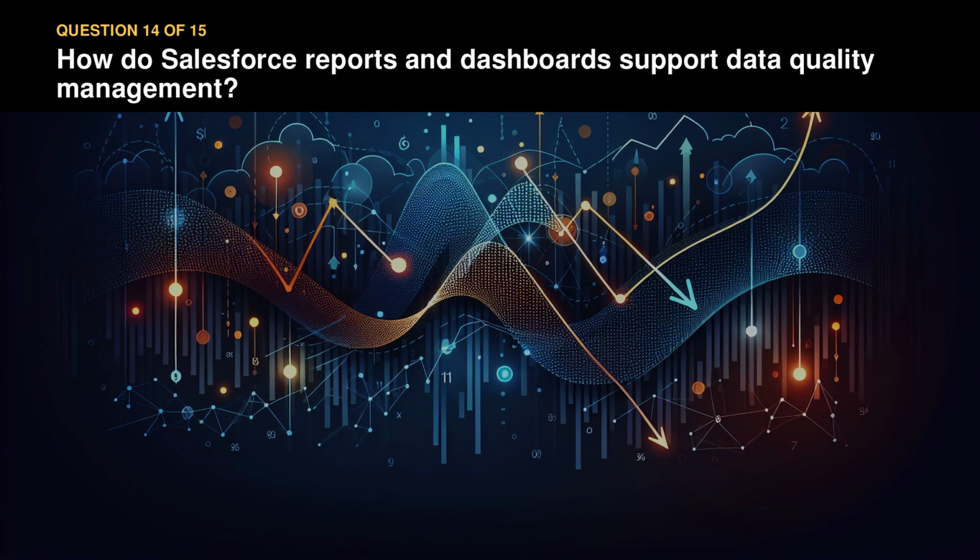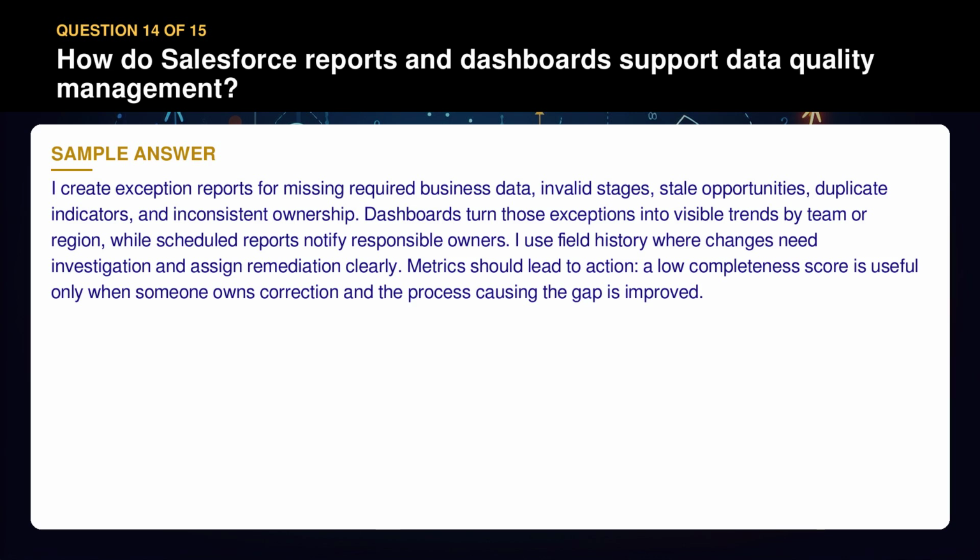Question 14. How do Salesforce reports and dashboards support data quality management? I create exception reports for missing required business data, invalid stages, stale opportunities, duplicate indicators, and inconsistent ownership. Dashboards turn those exceptions into visible trends by team or region, while scheduled reports notify responsible owners. I use field history where changes need investigation and assign remediation clearly. Metrics should lead to action. A low completeness score is useful only when someone owns correction and the process causing the gap is improved.